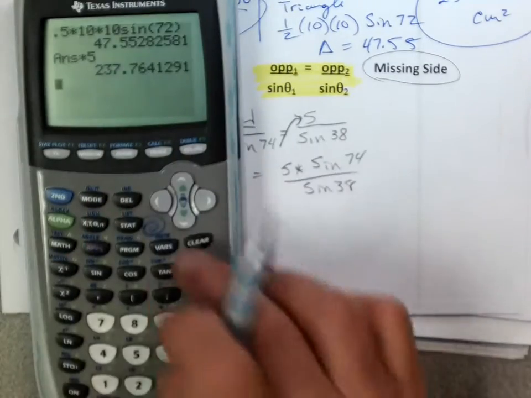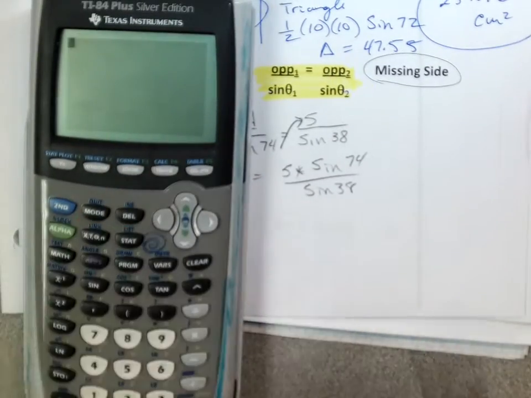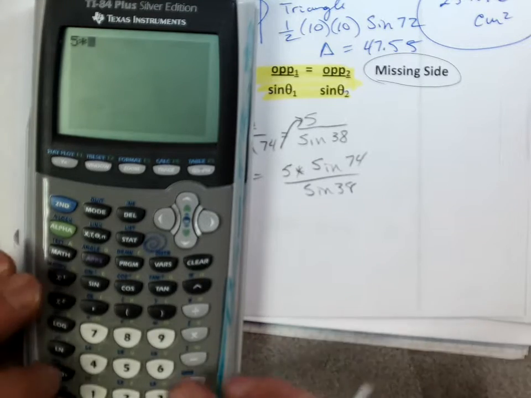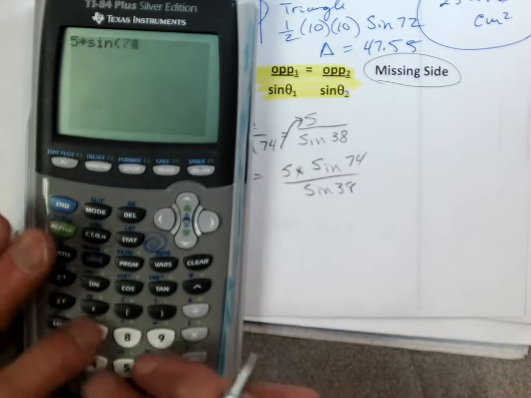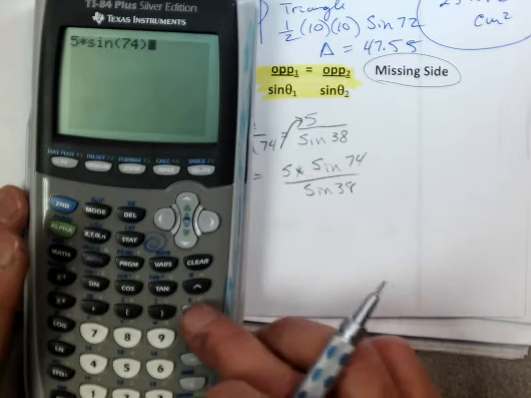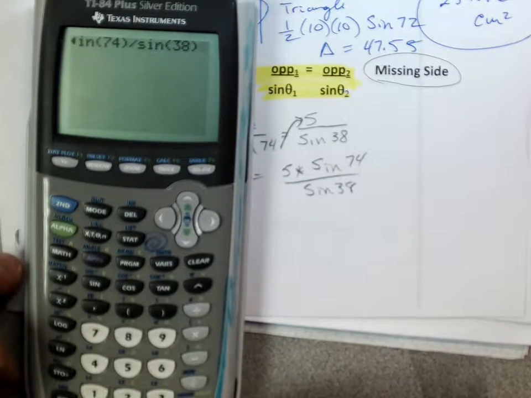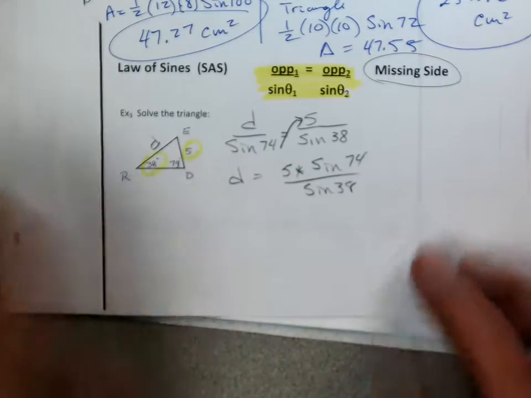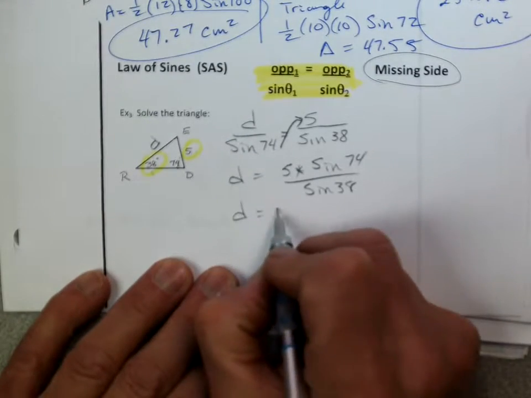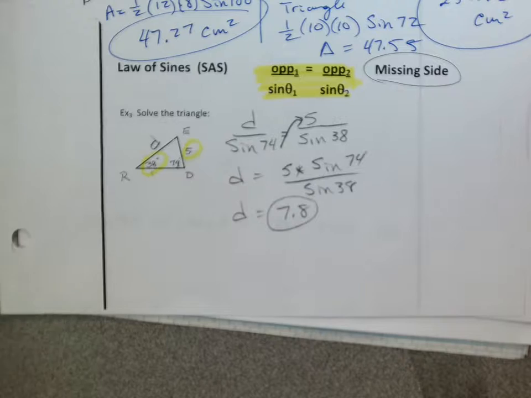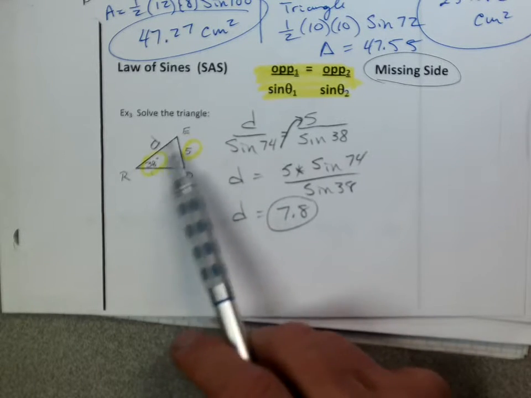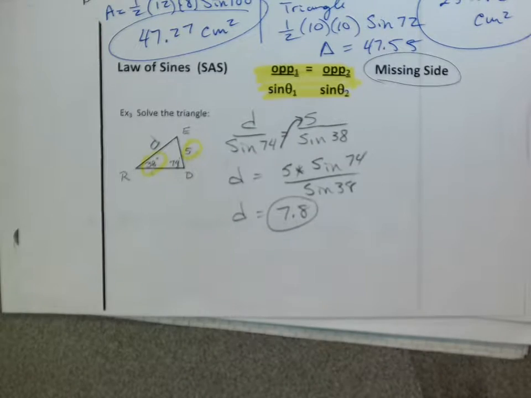Okay? So clear. You guys see that? I'm just going to go 5 times the sine of 74, close the parentheses, divided by sine of 38, close the parentheses, and I get an answer of about 7.8. Now I always like to ask myself, does that answer make sense? Could this side be 7.8? Yeah, I think that's a reasonable answer.